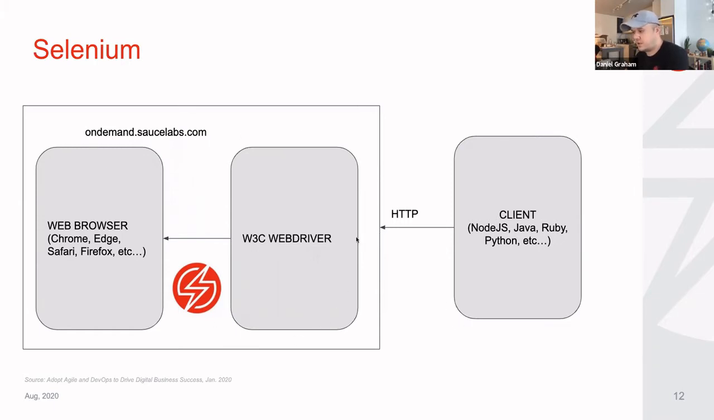We have W3C web drivers and web browsers built into our virtual machines, and we have a vast array of virtual machines and browsers. You get Chrome, Edge, Safari, Firefox, mobile, and different versions, and you can run them on different operating systems. And with Sauce Labs, you can run your tests across quite a few different virtual machines at the same time, so you get parallelism that helps you speed up your testing times quite dramatically.